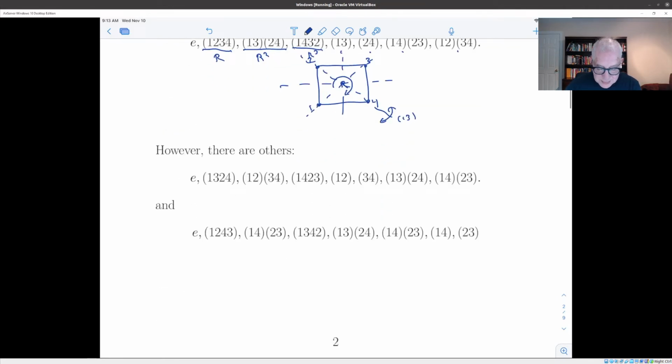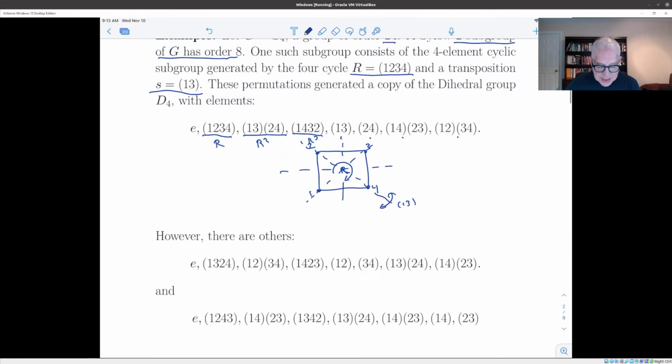There are two others, where instead of taking the cycle (1 2 3 4), you start with the cycle (1 3 2 4), or the cycle (1 2 4 3). So there are 6 4-cycles in S4, and they're divided up among these 3 subgroups, 2 in each. And also, there are different transpositions. This one contains (1 3) and (2 4). This one contains (1 2) and (3 4). And this one contains (1 4) and (2 3). So the 6 transpositions are also divided up into 3 pairs. But all 3 subgroups contain all 3 of the elements which are products of transpositions, and the identity, of course.